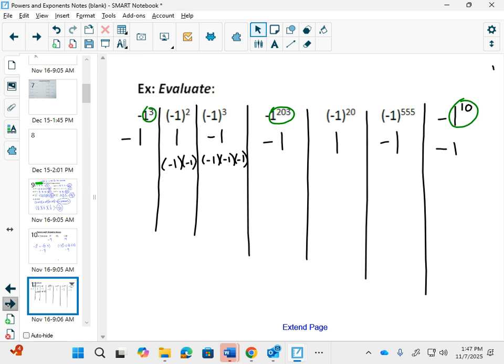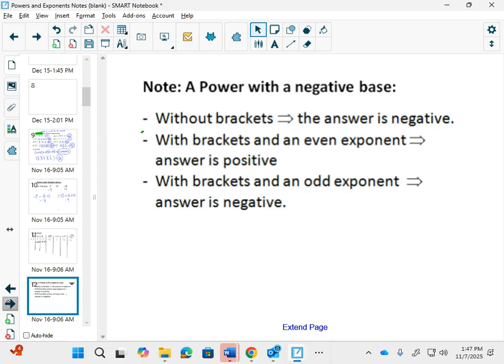So, some notes that we see with these negative 1s. If you have a power with a negative base without the brackets, like negative 2 to the 4, it'll always be a negative answer, because you would do the exponent first, 2 to the 4 is 16, and then times the negative. With brackets and an even exponent, if I had the brackets here and the 4, then it's going to be positive, because you'd have that negative 2 four times, and 4 negatives make it positive.